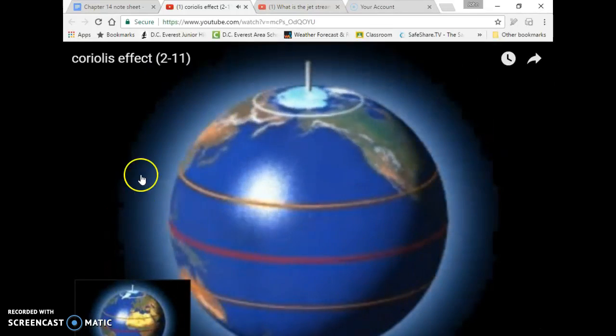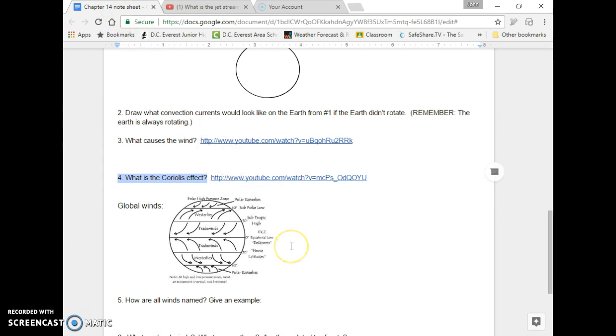Coriolis effect. Okay, so the Coriolis effect is kind of an interesting concept. Because the Earth is spinning, of course, that gives the wind a curved path. In the northern hemisphere, our winds are going to be deflected to the right. So from wherever the point of origin is for our winds, the air is going to be deflected to the right, and in the southern hemisphere, the air is going to be deflected to the left.